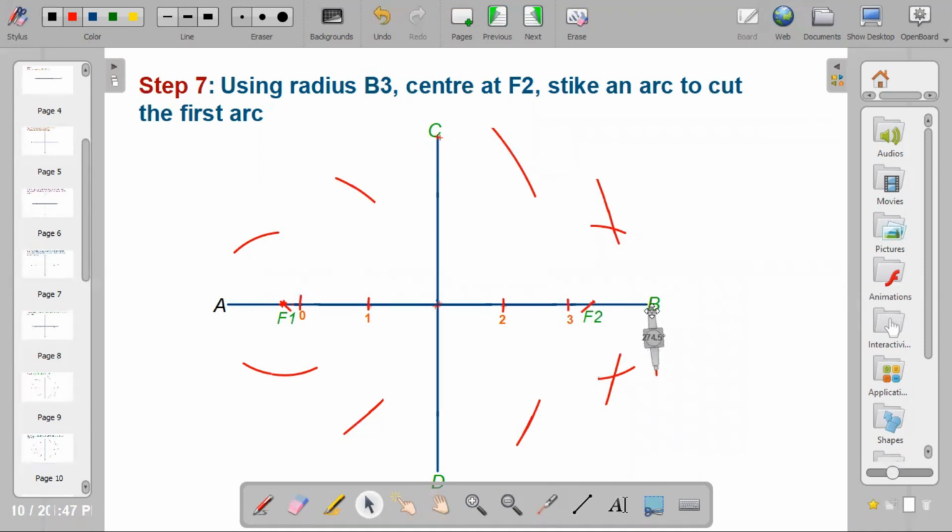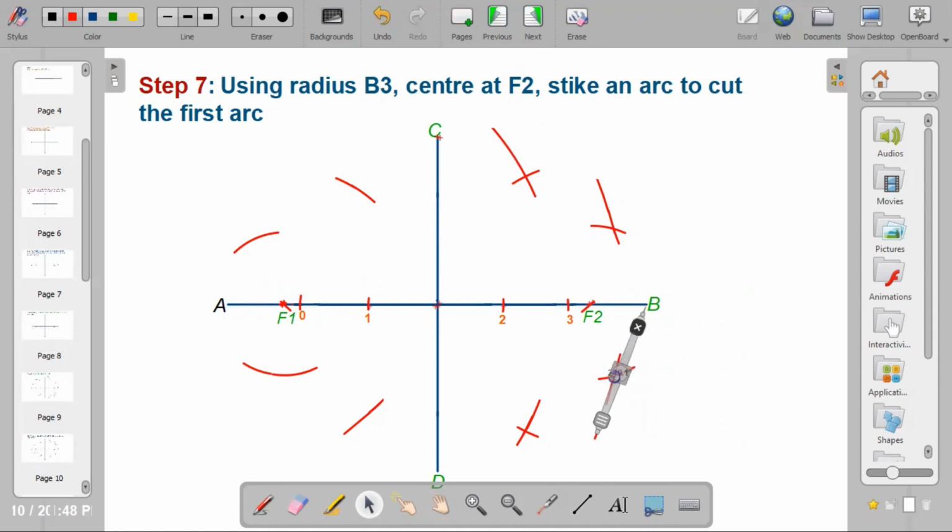I'll take my compass to pick the radius of B to 2. So I have radius of B to 2, centered at F2. Strike an arc above and below. If it doesn't touch, you can extend your arc length.